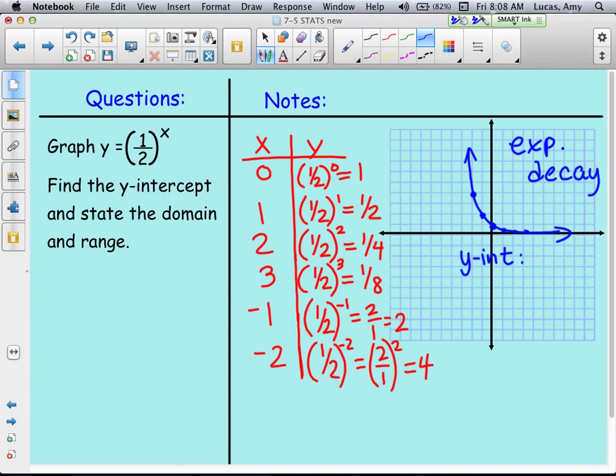And my y-intercept was 1. My domain, again, all real numbers. I can put in anything for x. In my range, there are no points down here below the x-axis. So y has to be greater than 0.